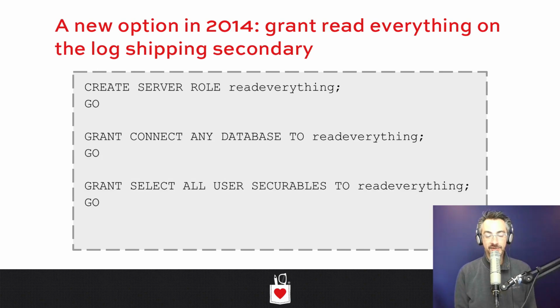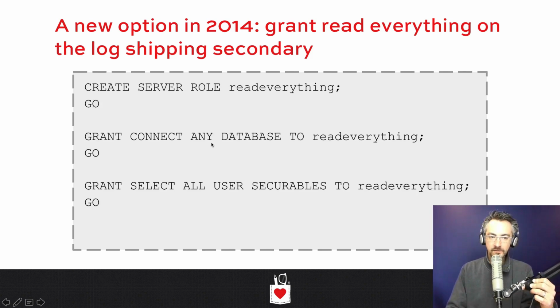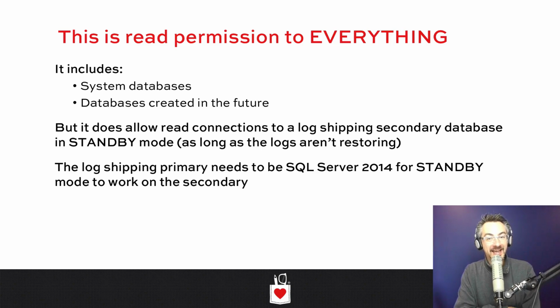Starting with SQL Server 2014, there's an even better way to do it, creating a server role and granting them these two capabilities: connect any database and select all user securables. These two permissions are brand new, and what they give you is the ability that anytime any new databases are added, even if their user account isn't in the database, they're allowed to connect to it and query anything from it. It's almost like SA for reading data. You can read anything, including system databases, and you don't get to pick and choose which databases they have access to. It's everything. So this works kind of well on things like data warehouses or reporting servers where people are going to query all of the databases anyway.